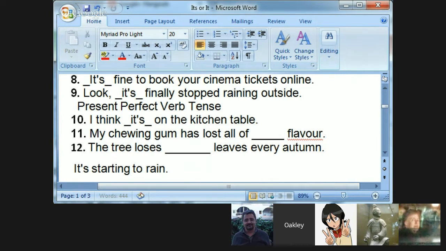Okay, Ken, since I got you here, try number 11. My chewing gum has lost all of its flavor. Possessive its, no apostrophe. Yes. The chewing gum has lost the chewing gum's flavor. Yeah, okay.